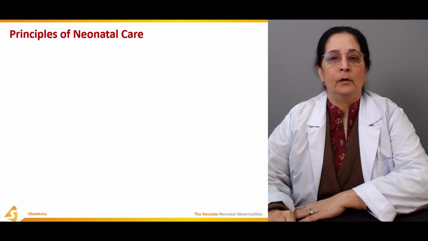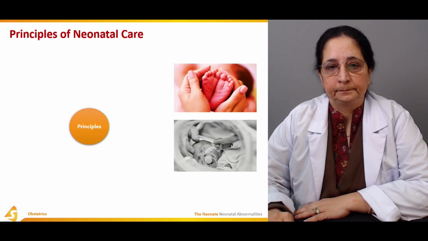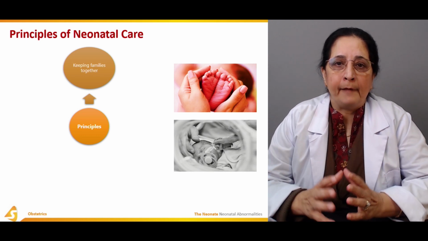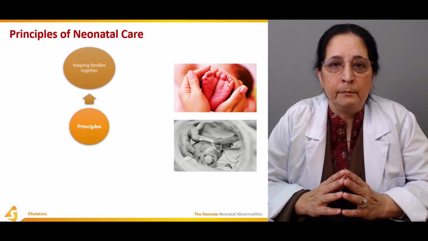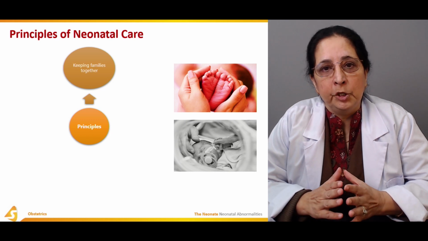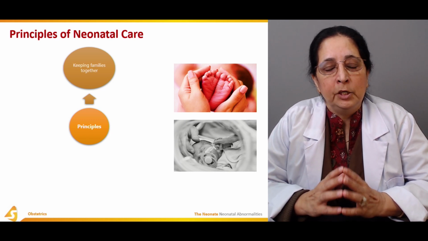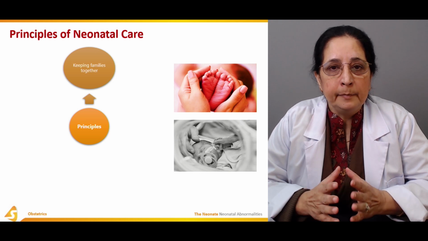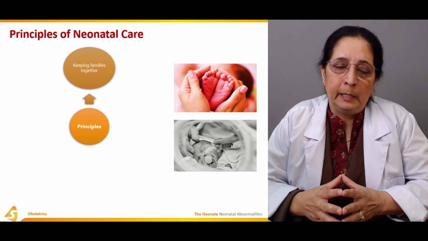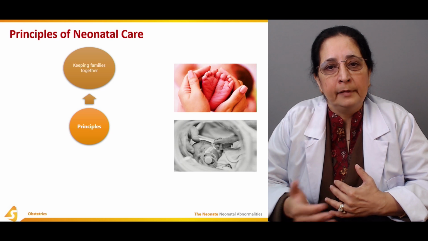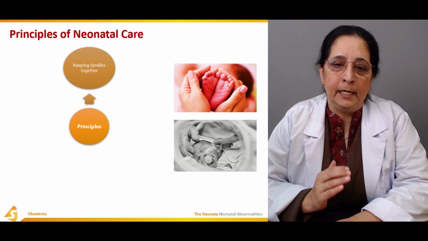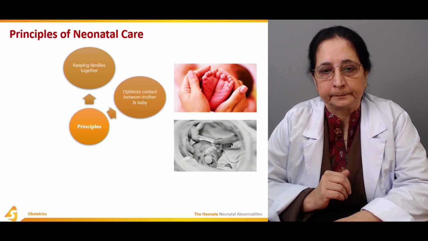So, principles of neonatal care. Keeping families together is one very important principle, or important requirement, of the neonatal period or neonatal care. If the families are together, the care of the neonate will automatically be better as compared to families which are not together or are separated. So that's one very important principle.